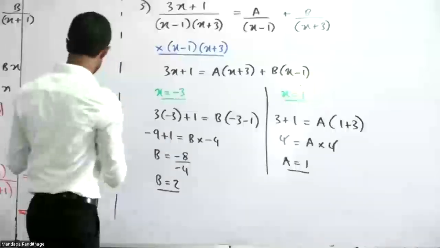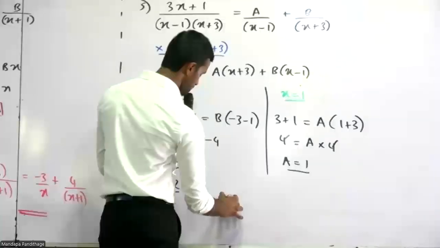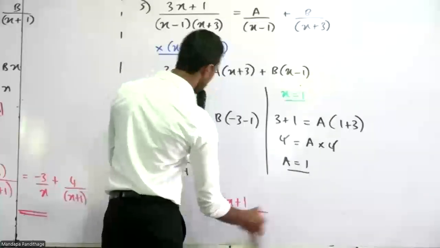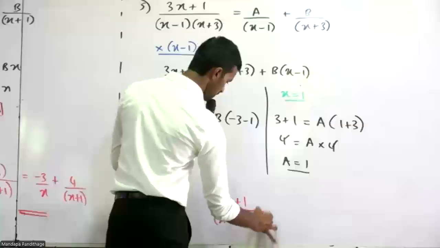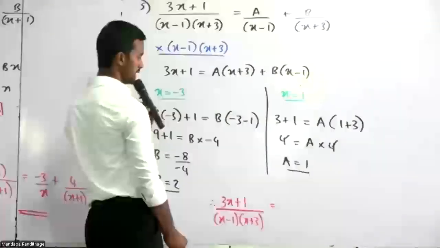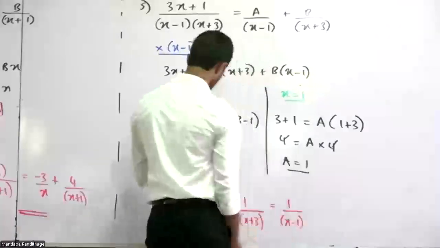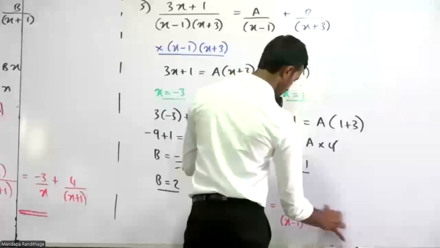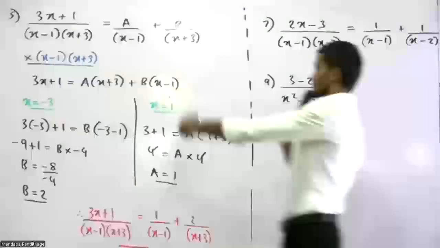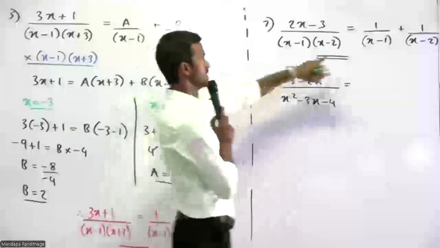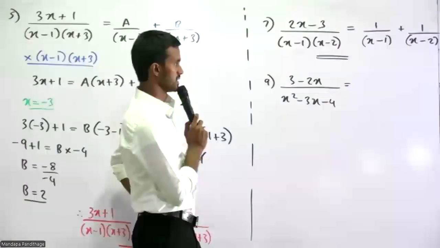So we can write the final answer. What is the partial fraction? 3x plus 1 over x minus 1, x plus 3 is equal to a. What is a? It's 1 over x minus 1 plus b. It's 2 over x plus 3. Okay, so question number 7, I have written the answer directly. Make sure you have taken the correct answer: 1 over x minus 1 plus 1 over x minus 2.